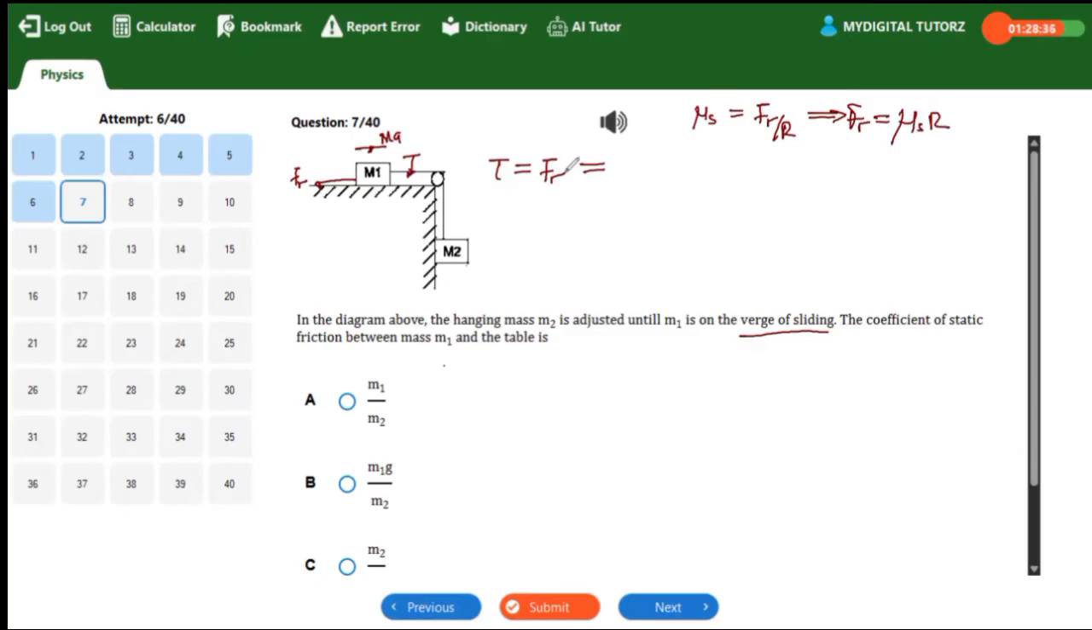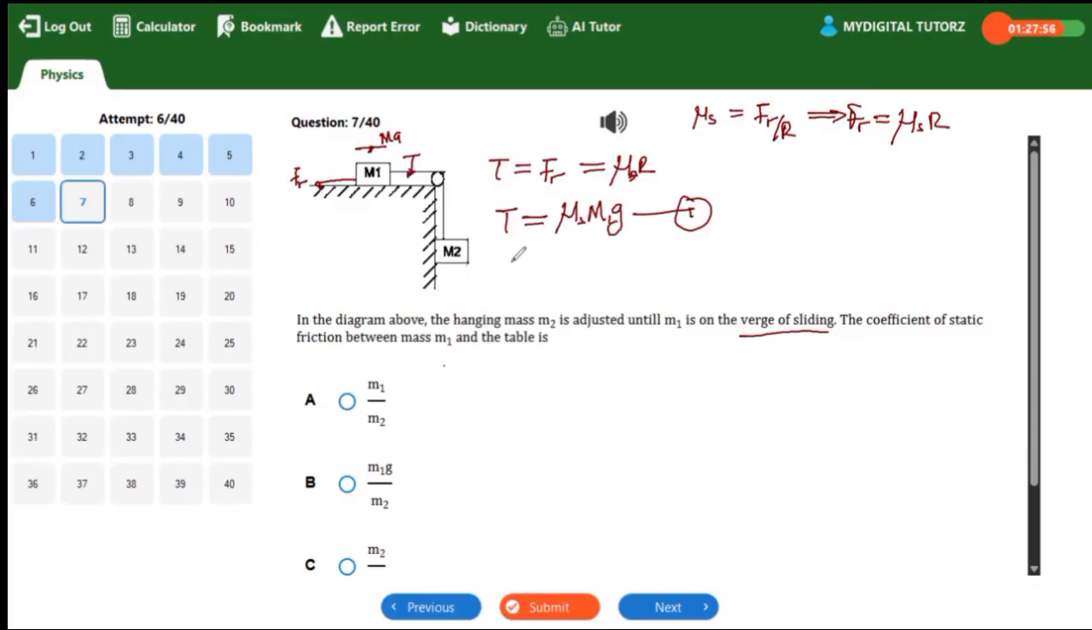So since the tension is equal to the frictional force, because the body is at the verge of sliding and acceleration is 0, this is going to be mu s multiplied by the normal reaction. The normal reaction is always equal to weight, which is mass times acceleration due to gravity. Therefore, tension in this case will be equal to mu s multiplied by mass 1 times acceleration due to gravity. We call this equation 1.